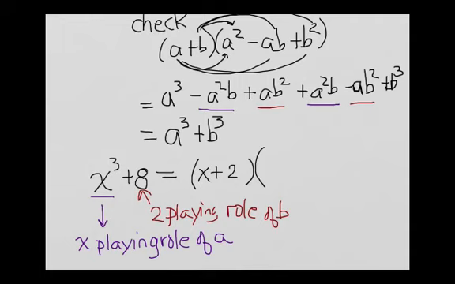And the trinomial that we get is supposed to be A squared, but in our case A is played by x, so we're going to get x squared, and then we're supposed to have minus AB, so that's going to be minus 2 times x for us, and then the last term is going to be B squared, so that's going to be plus 4 for us. So we can factor the sum of cubes using the formula.